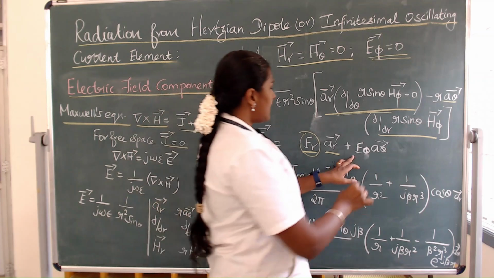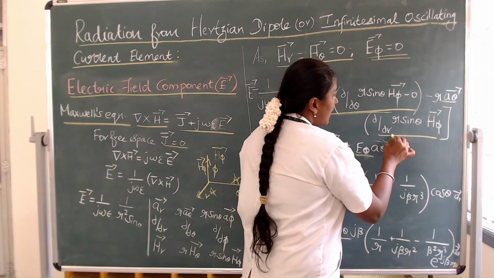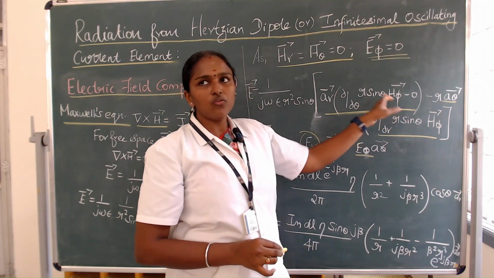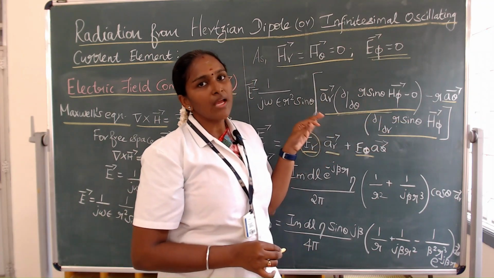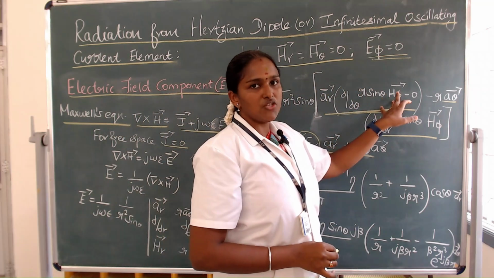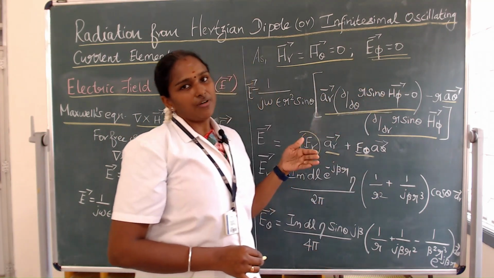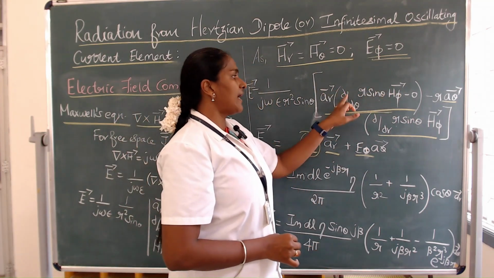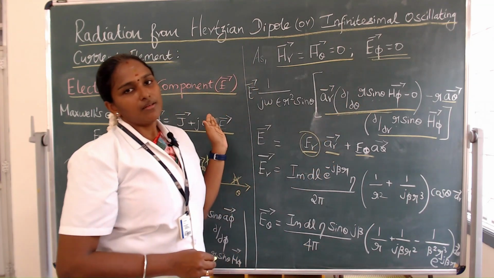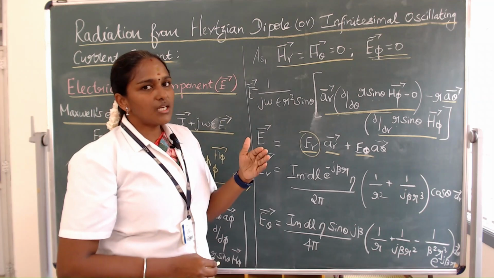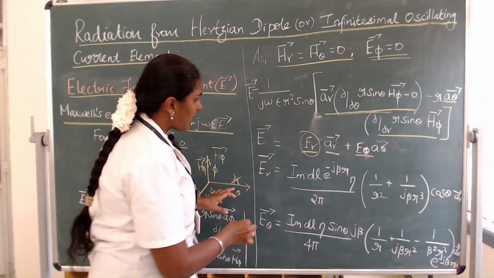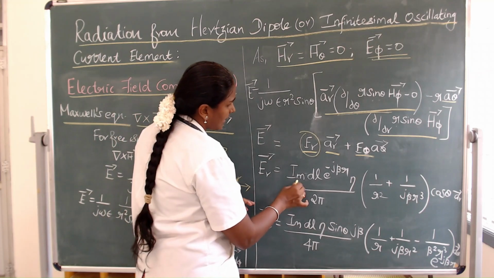Again, this E theta is nothing but 1/(jωε) ∂/∂r... Instead of H phi, we have to substitute the value that we obtained earlier in the magnetic field equation. We have to substitute that particular H phi equation and proceed further. We again apply the partial derivative with respect to theta to the terms involving theta and take all the other terms as constant. If we proceed in that way, finally we will arrive at this equation for E_r, that is I_m dl e^(-jβr) times cos theta.